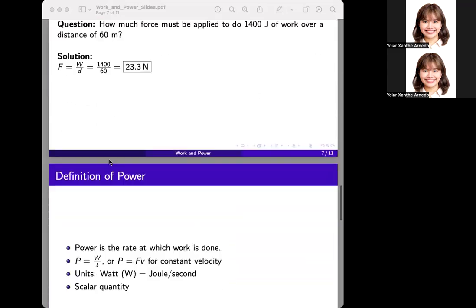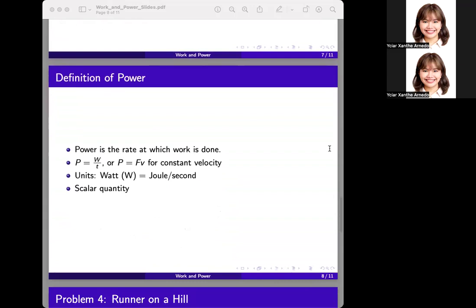All right, now let's talk about power. How does power differentiate from work? In physics, power is defined as the work done in a given period of time. It is obtained by dividing the work done during a time interval by the duration of the time interval.